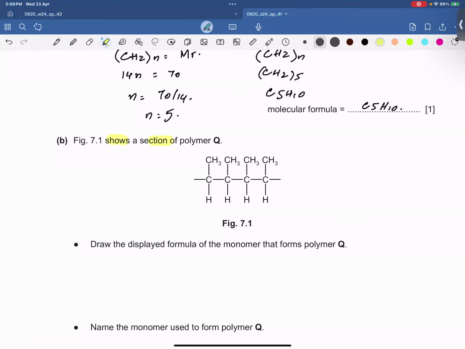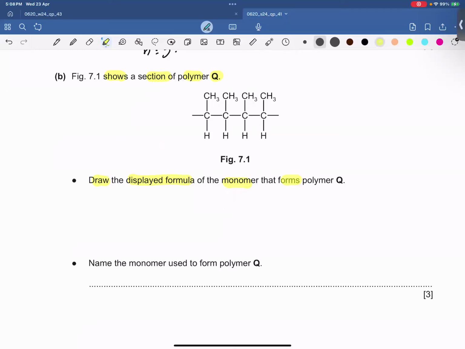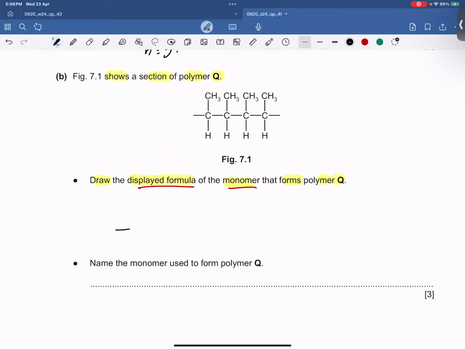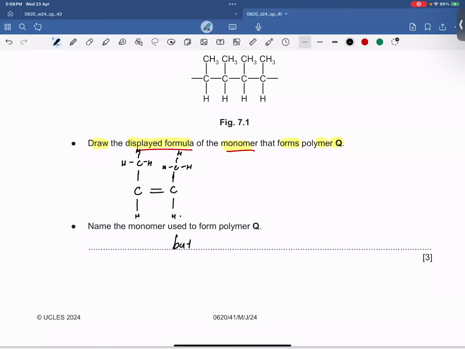Now the next is figure 7.1 shows the section of polymer Q. Draw the displayed formula of the monomer that forms it. See, this is the monomer, and this monomer is called butene. Examiner is looking for the displayed formula of the monomer. So that's tricky. Hold on. This is carbon, double bond, and this is carbon. This is CH3, this is CH3. So this is the structure of the monomer. You will get this sort of polymer. Name the monomer used. Butene or 2-butene. Okay, fine.